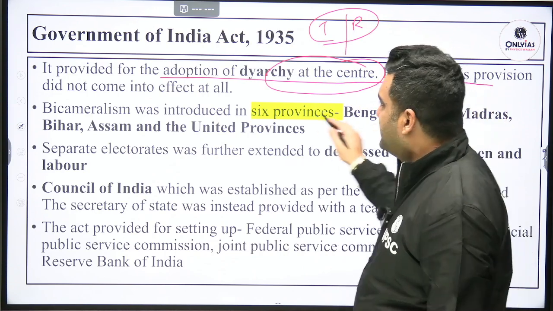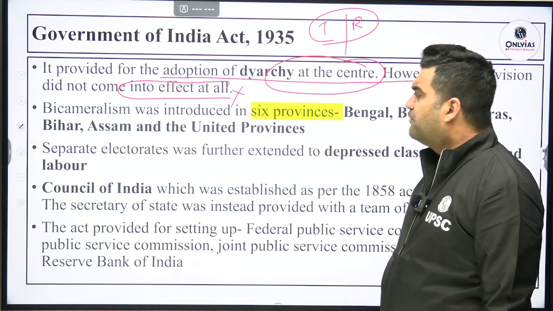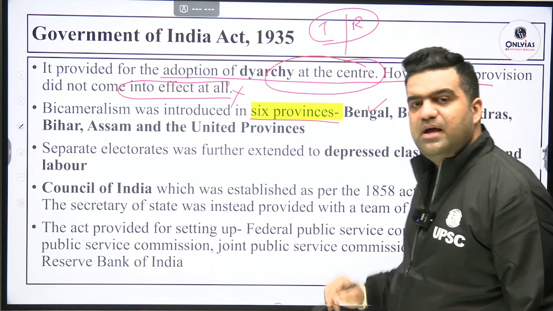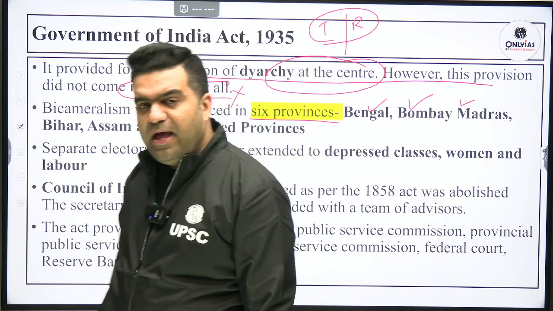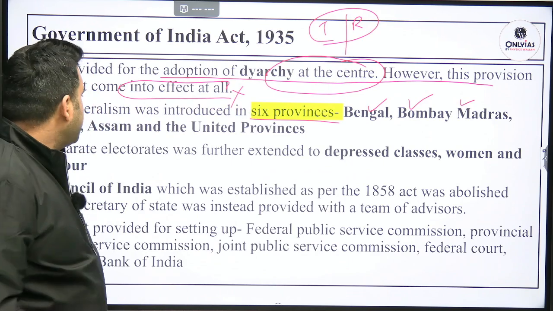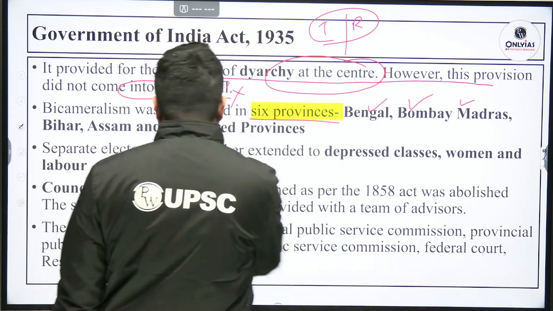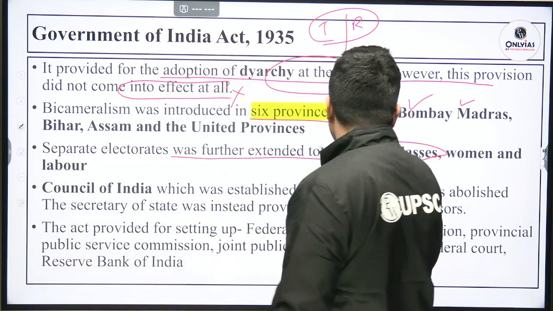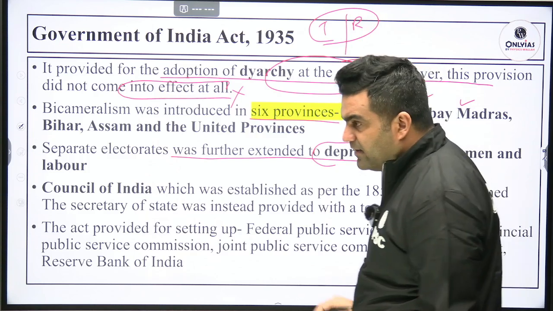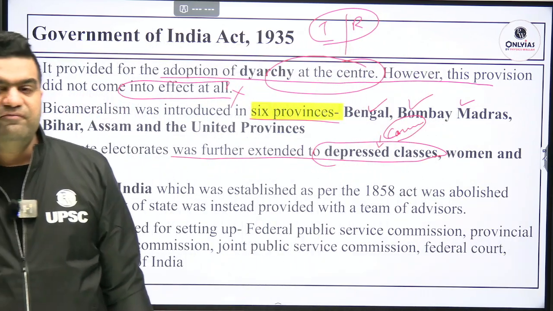However, this provision did not come into effect at all. Bicameralism was introduced in 6 provinces: Bengal, Bombay, Madras, Bihar, Assam, and the United Provinces. Okay, in these 6 provinces, bicameralism, that means 2 houses, were there. Separate electorates were further extended to depressed classes. Separate electorate, that is Communal Award 1932, was rendered ineffective by Government of India Act of 1935.